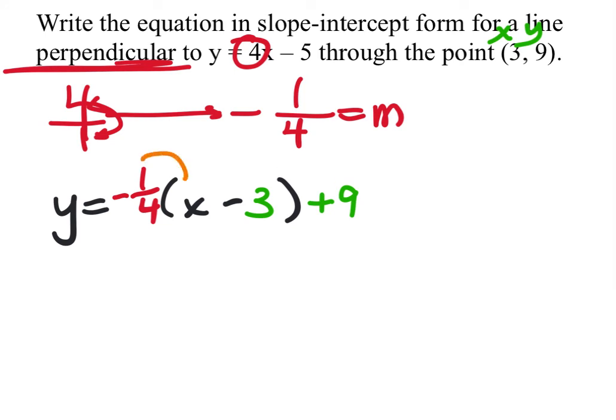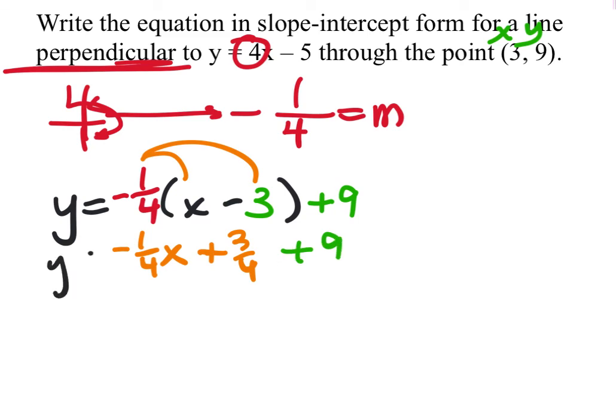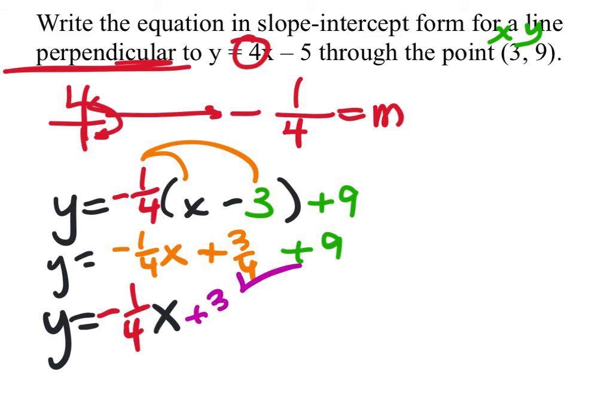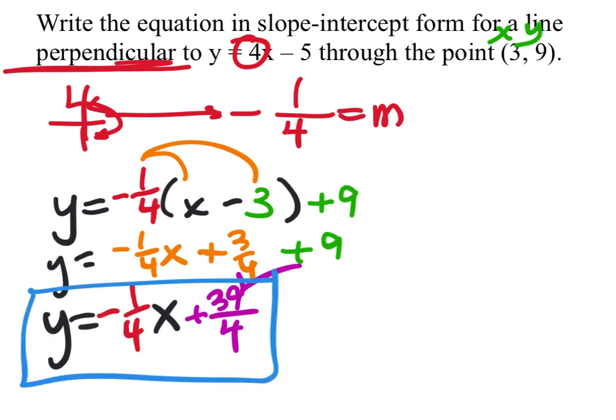All right, so I would distribute the negative 1/4. So that's a negative 1/4 x. Negative 1/4 times negative 3 is positive 3/4. And then, yeah, we got that plus 9 there. So that's what y equals. And the second step will change this into slope-intercept form. y = negative 1/4 x, and the 3/4 plus 9, looks like that'd be 39/4. And so our y-intercept, even though it's fractional, that's okay. But that is slope-intercept form of a line perpendicular to y = 4x - 5, but it goes through the point 3, 9.